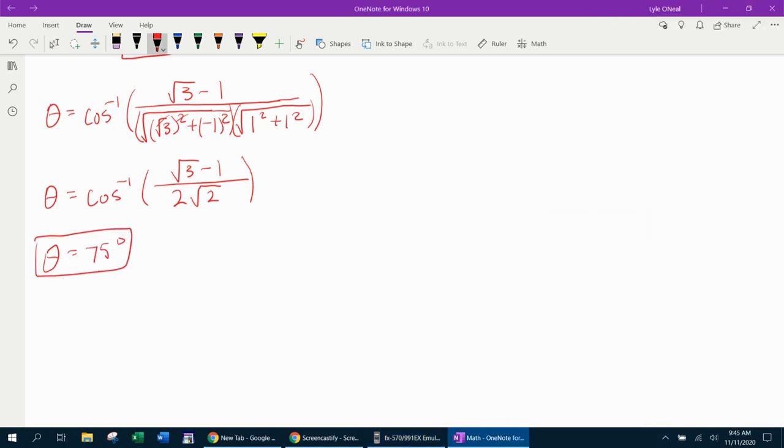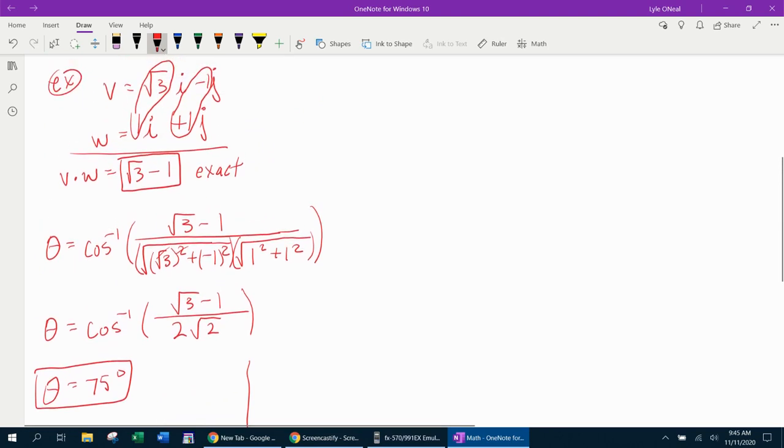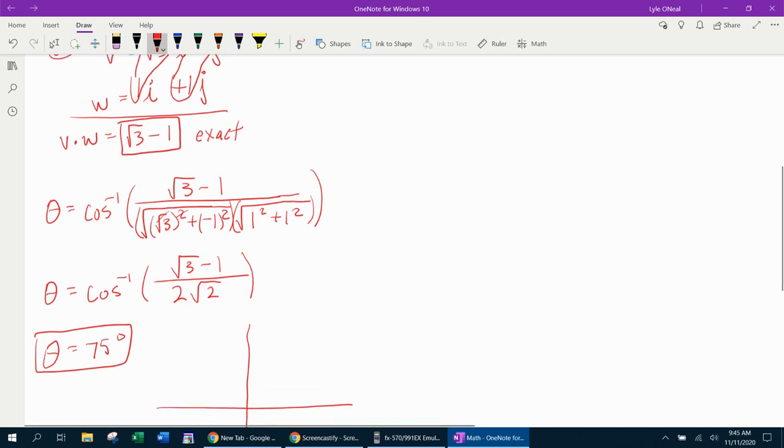Now, for a little trick to help you verify that you are correct, what we can do real quick is we can sketch the graph of these two vectors using the origin as their initial point. For vector v, we're going to go over square root of 3 and down 1.